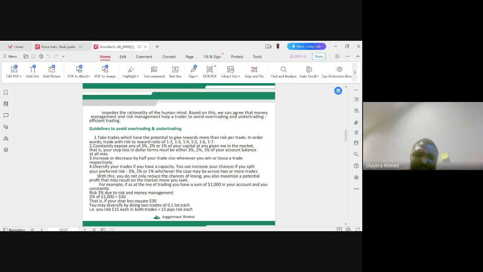So even if I'm losing, instead of me losing all my $3, I may not lose my $3 before I close all the trades. Because one might just move very well and clearly show me that I'm on the wrong side of the trade. So I may not wait to lose my $3 before I close all the trades. I don't know if that makes sense.